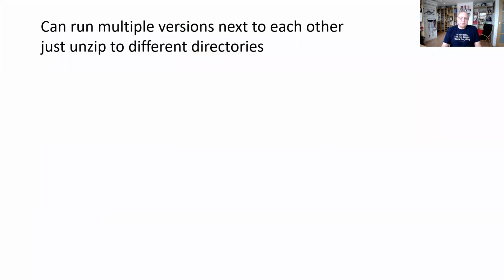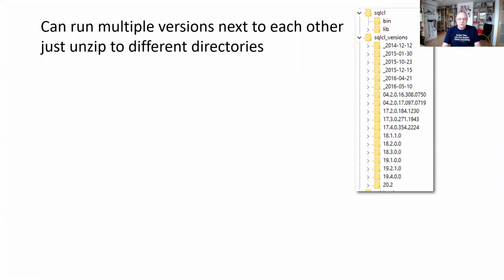Because it's just an unzip of a zip file, you can have as many versions next to each other as you wish. This is what my machine currently looks like. I have a folder that has the current version that I use for everyday work, and I have a folder that has all sorts of versions of SQLcl. I can imagine not everybody does this, but at least you can have the current version and install the new version next to it. Try it until you are satisfied that it still works as you wish, and then just switch to the next one.